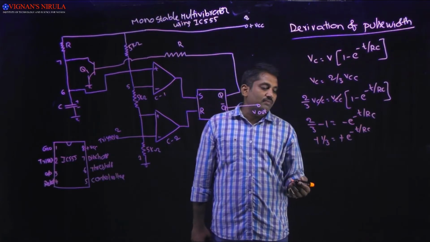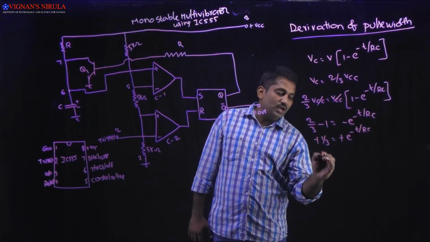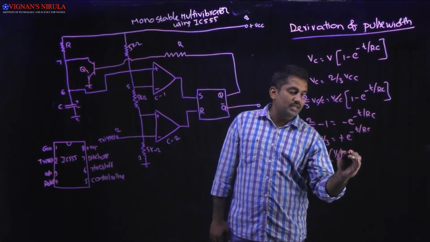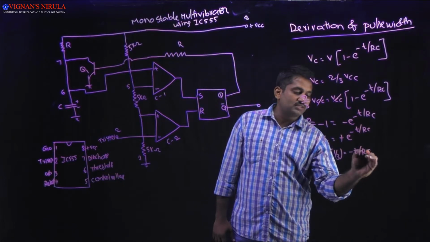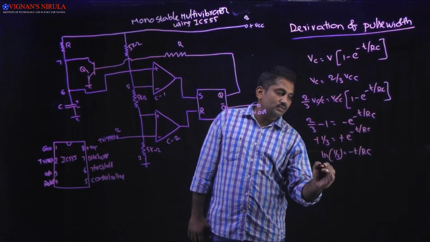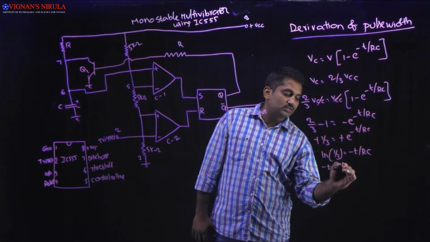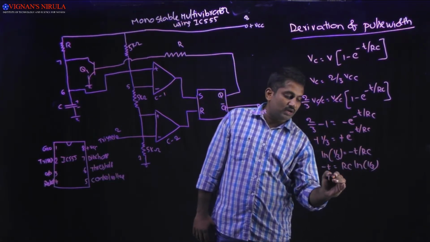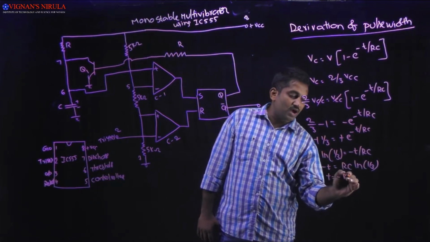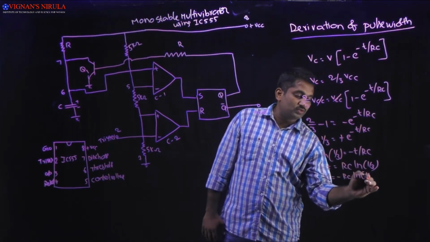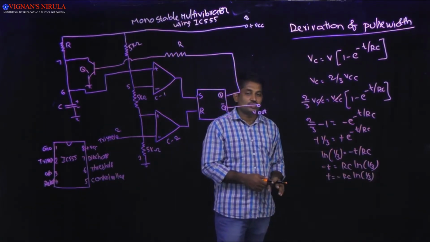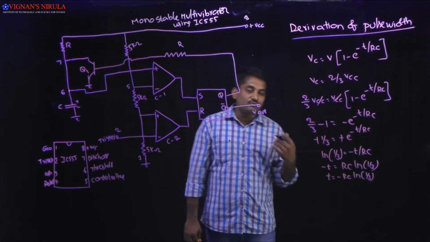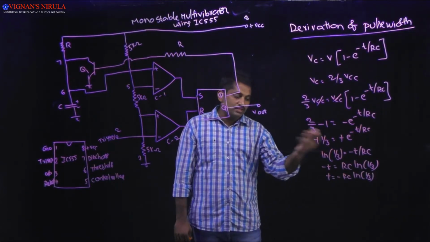Then apply ln. If you apply the natural logarithm, ln of 1 by 3 will be equal to minus t divided by RC. Then minus t will be equal to RC into ln of 1 by 3, and t becomes minus of RC into ln of 1 by 3. So ln of 1 by 3 is equal to what? Minus 1.09. That we will consider as minus into minus, plus.